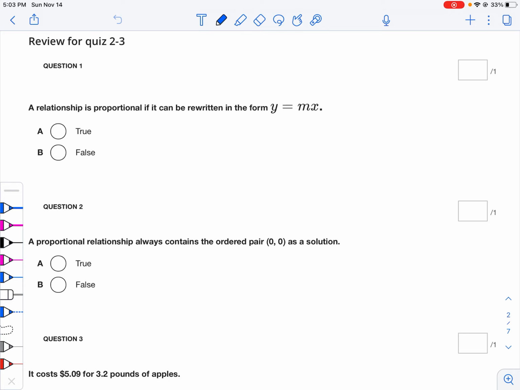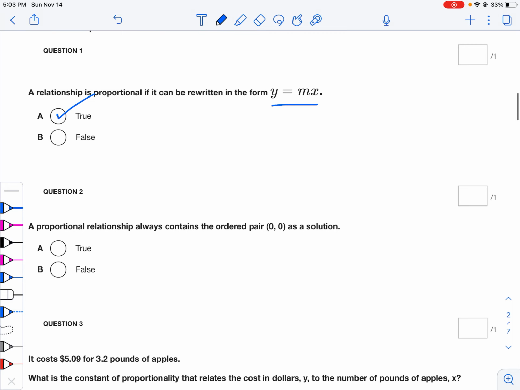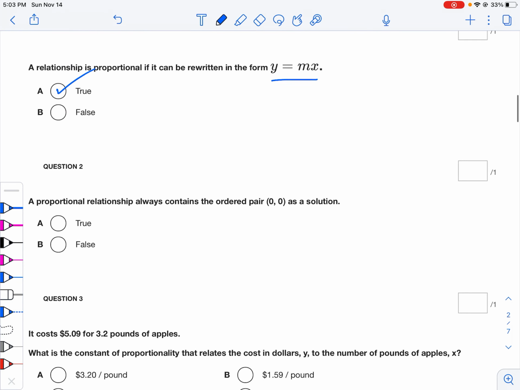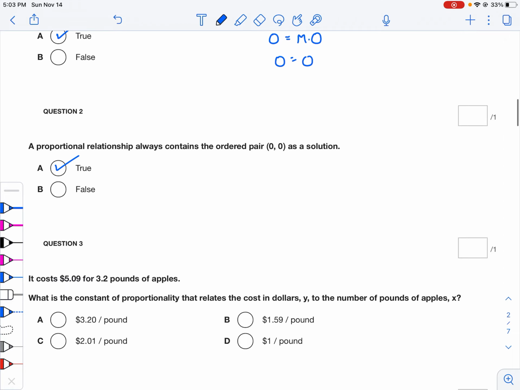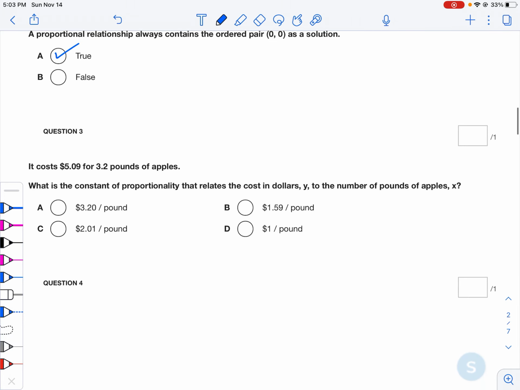The first one: a relationship is proportional, can be written in this form. Yes, that's been true forever, so true. A proportional relationship always contains the ordered pair (0, 0). If I put a 0 in the y and a 0 in the x, it doesn't even matter what m is. We're still going to get 0 equals 0, so this is true. (0, 0) is always part of a proportional relationship. Moving on down to number 3.